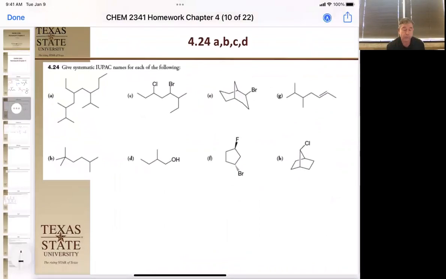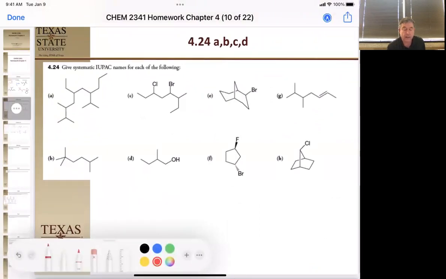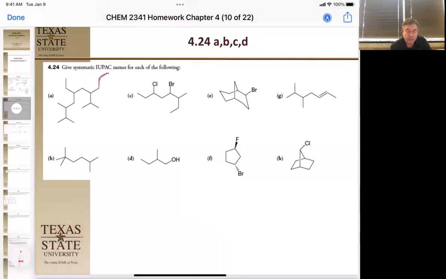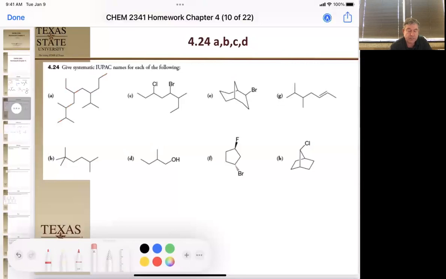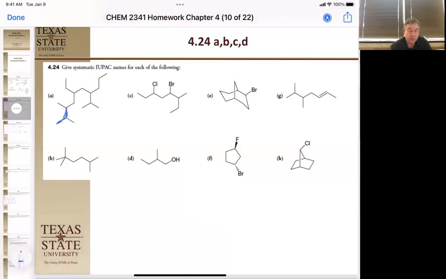Okay, we're going to follow our rules and we're going to get this done. All right, so the first thing we need to do is find the longest chain. And if we're starting with A here, it could be either one of these methyl groups. So I'm going to try to get the longest, straightest looking thing here. So I'm going to say this is my longest chain.